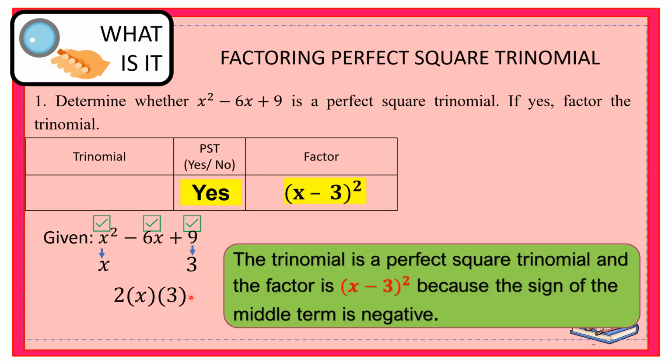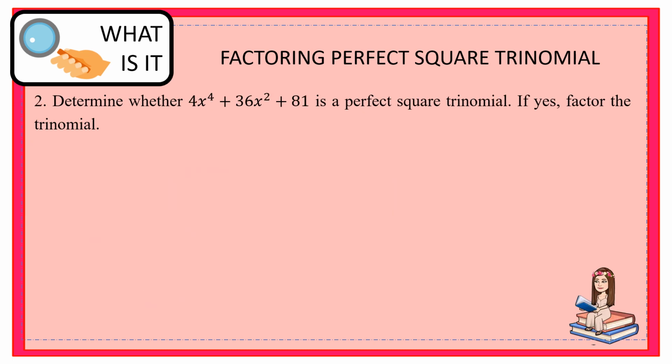Alright, therefore we can say that the trinomial is a perfect square trinomial and the factors are x minus 3 squared. Minus because the sign of the middle term is negative. Alright, let's try an example. Determine whether 4x to the 4 plus 36x squared plus 81 is a perfect square trinomial. And if yes, factor the trinomial.